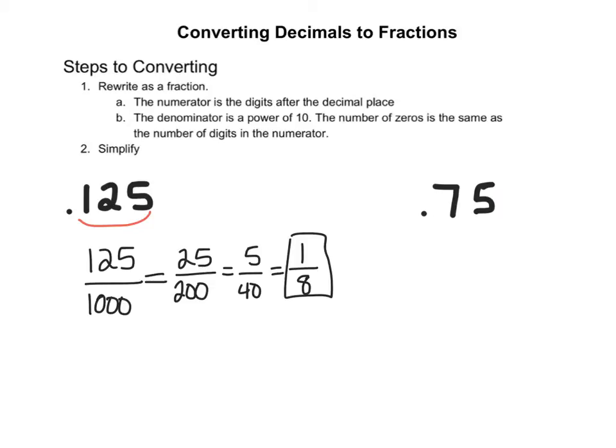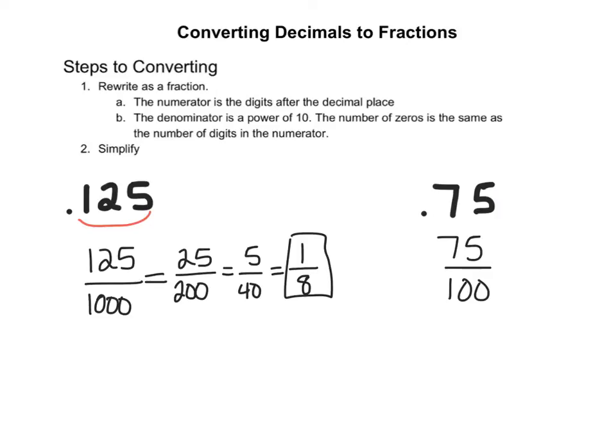So let's look at 0.75. I look at it and I say, alright, the numerator is the same as the digits in the decimal. So 75, make a power of 10 with the same number of zeros as there are digits. So there's 2 digits, so I need 2 zeros. So I have my fraction, and now I need to simplify.